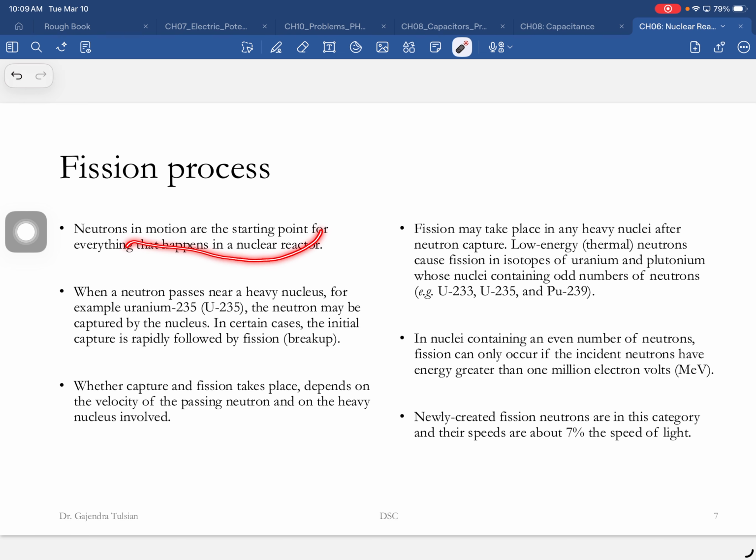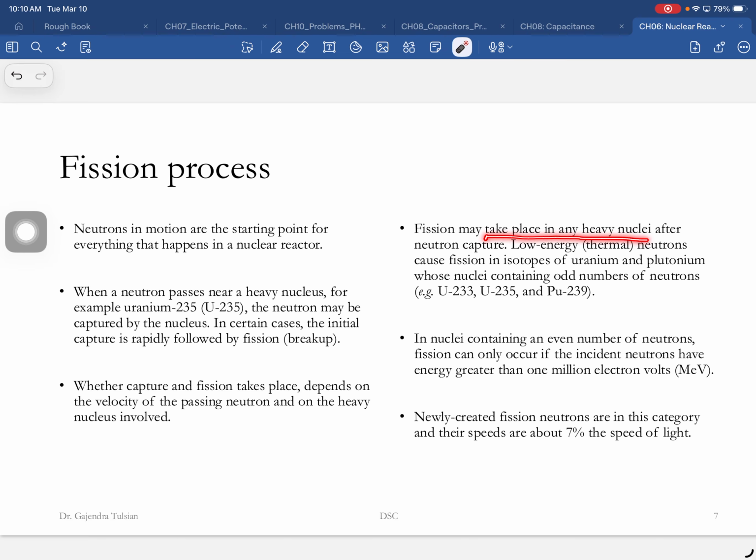All right, neutrons in motion are the starting point of everything that happens in a nuclear reactor. When a neutron passes near a heavy nucleus, for example uranium-235, the neutron may be captured by the nucleus. In certain cases, the initial capture is followed by fission. It might spit it out, but that is generally followed by fission. Whether capture and fission take place depends on the velocity of the passing neutrons. If you have a very fast neutron going by, the probability of it causing fission is lower.